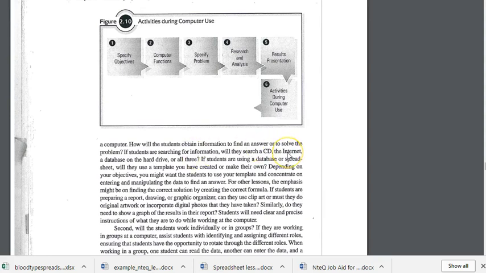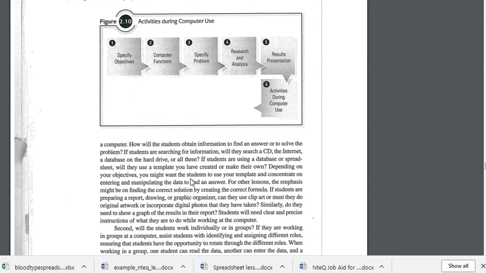Ours are typically going to be using the internet, but that's when you decide, are you going to determine which sites they go to, or can they just surf the web? So if they're going to use a database or a spreadsheet, are they going to use a template that you've created, or are they going to make their own? Depending on your objectives, you might want the students to use your template and concentrate on entering and manipulating the data, but for others, the emphasis is going to be on finding the correct data by creating the correct formula.